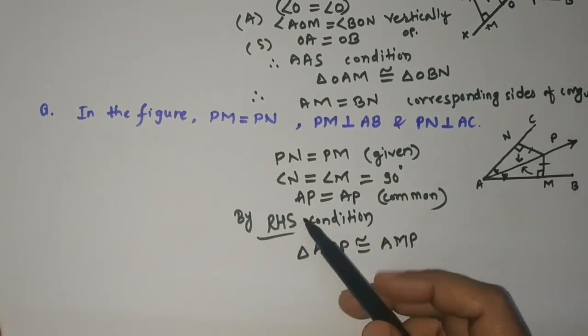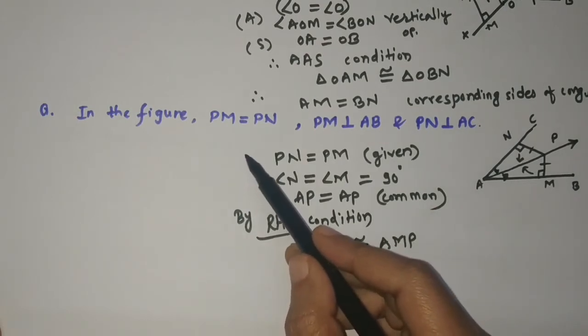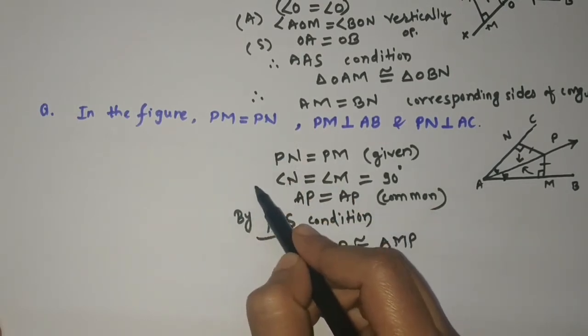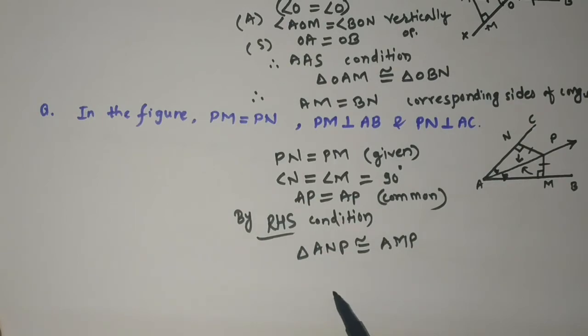For RHS criteria, you need one side. This is a side, this is an angle, this is the hypotenuse. Okay.